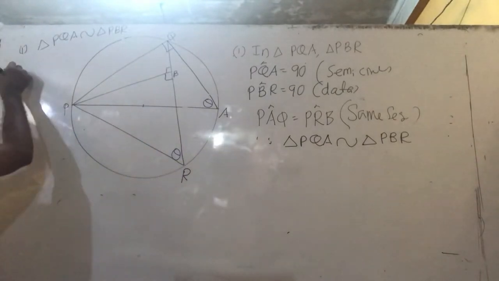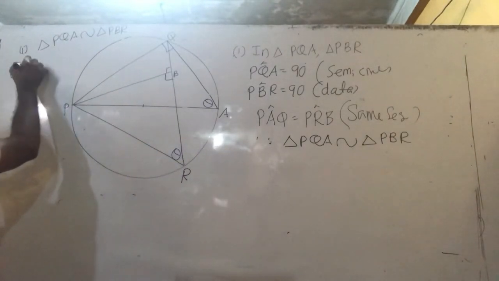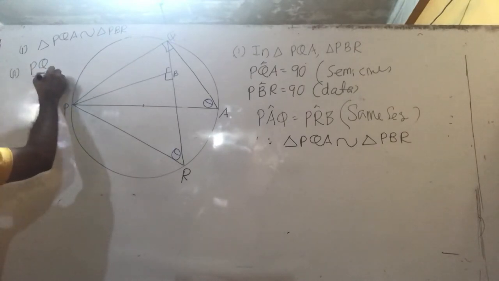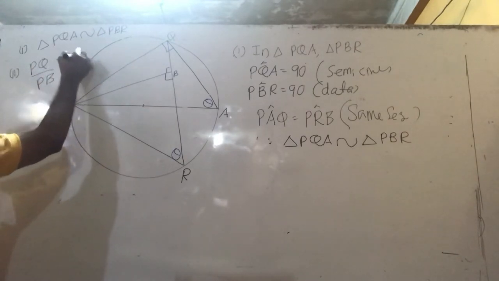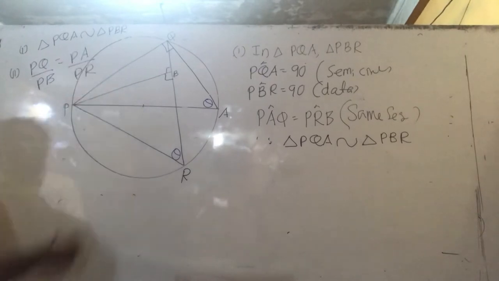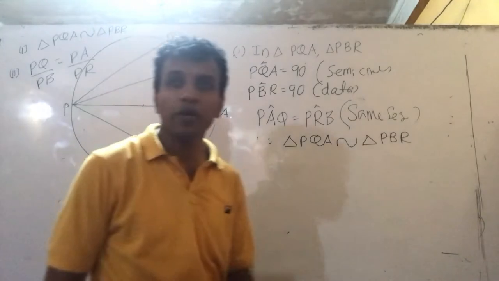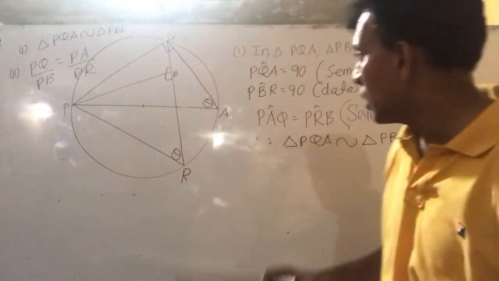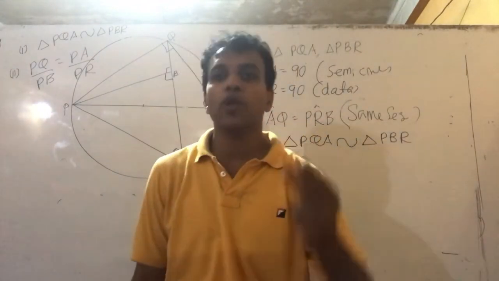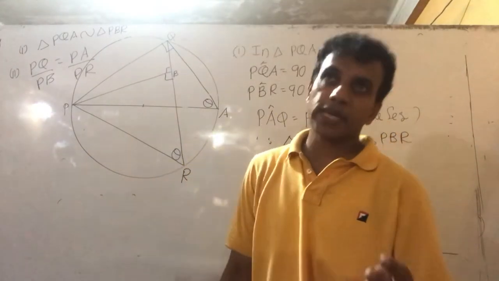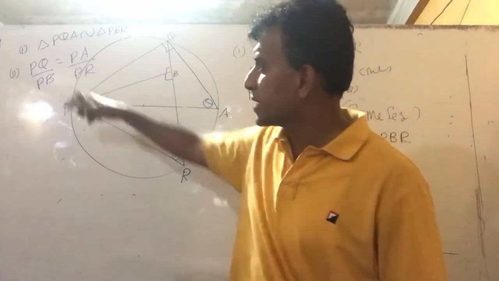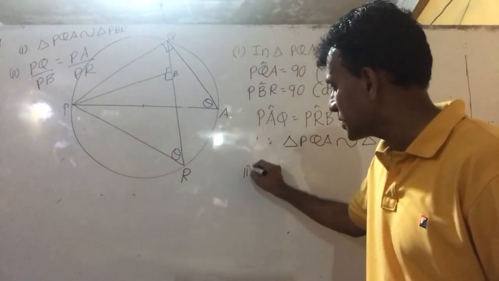Then the second part, see that second part? Show that PQ over PB equals PA over PR. When this happens, corresponding sides are proportional. After showing the two triangles similar or equiangular, corresponding sides are proportional. Write the ratio with the answer decided, therefore second part answer.